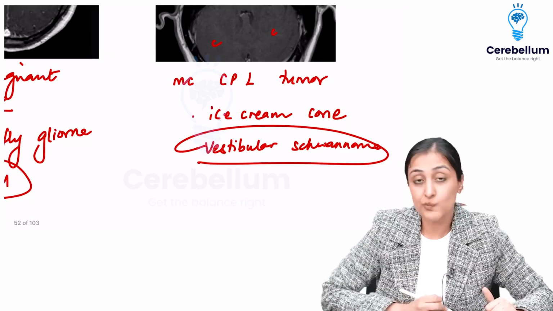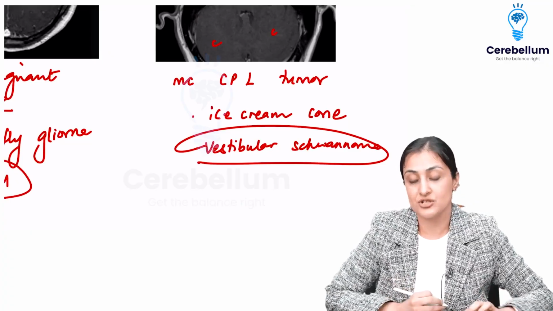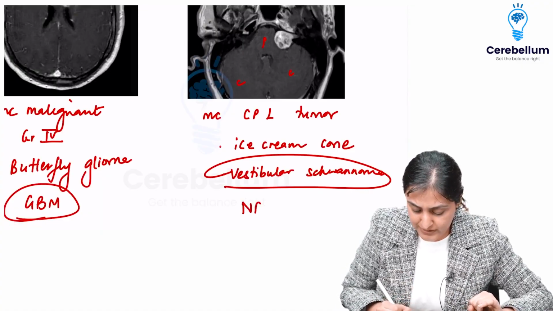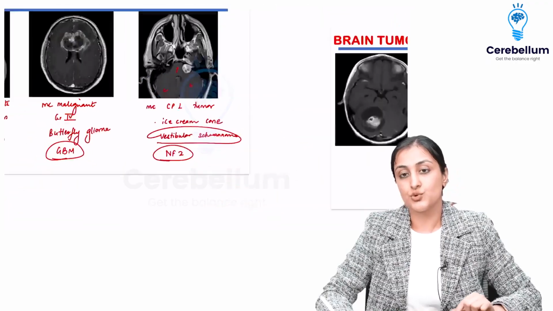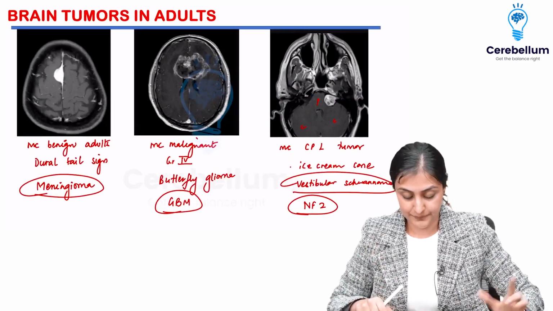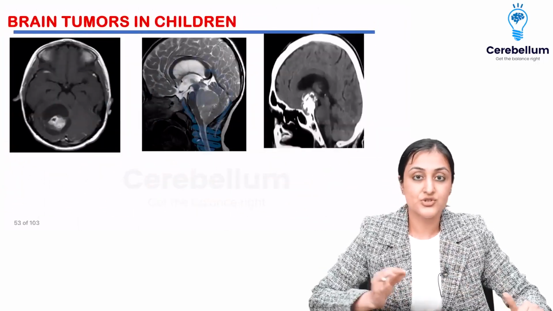Which syndrome will you rule out when you see bilateral vestibular schwannoma or even a single one? This is associated with NF2, right? So neurofibromatosis 2, where the hallmark is vestibular schwannoma. Moving on to tumors in children now.